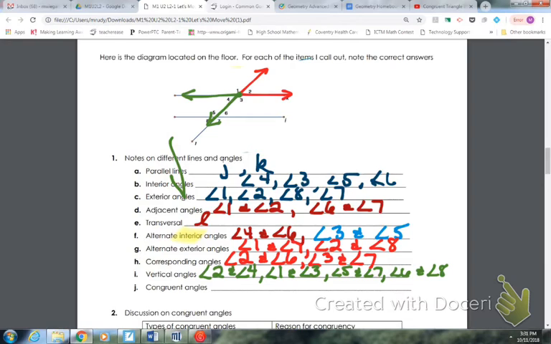So again, when we're looking at the picture, if I erase what I have here, angle 6 and angle 8 are vertical. They have a common vertex right here. Their sides are opposite rays. Same thing can be said about angles 5 and 7.